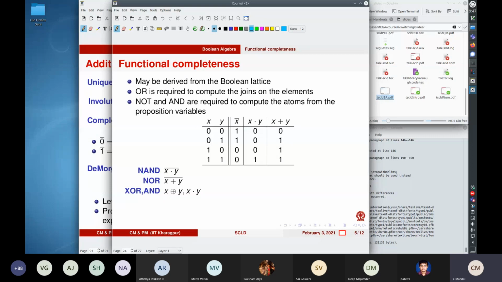So, for example, if you have NAND along with 1, you can express all these operations. Similarly, NOR along with 0, you can express all of these operations. Using XOR and AND, you can express all these operations. So these are various functionally complete sets of operations.